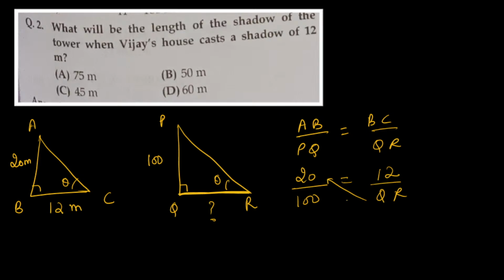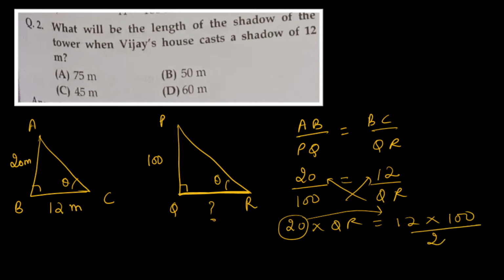Now again we can do cross multiplication. So 20 into QR is equal to 12 into 100. Now this 20 we shift to the other side. When we shift it to the other side it gets divided. So we can do cancellation here. 0 and 0 get cancelled. 2 into 6 is 12. So it is 60 meter. So what is the answer? 60 meter, it's option D. QR is equal to 60 meter.